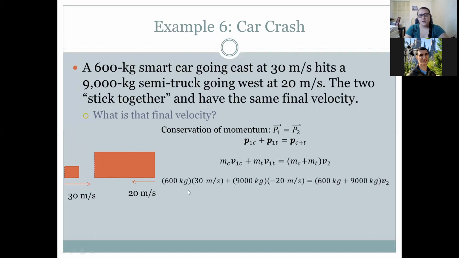So when we plug in what we know, our mass of the car is 600 kilograms. The velocity of the car is positive 30 meters per second because it's traveling east. The mass of the truck is 9,000 kilograms, and the velocity of the truck is negative 20 meters per second because it's traveling west. And our total mass is 600 kilograms plus 9,000 kilograms, and then we're looking for that final velocity of both of them together.